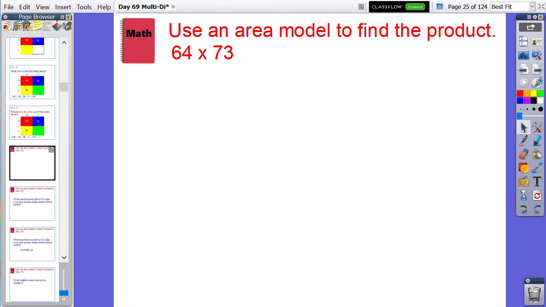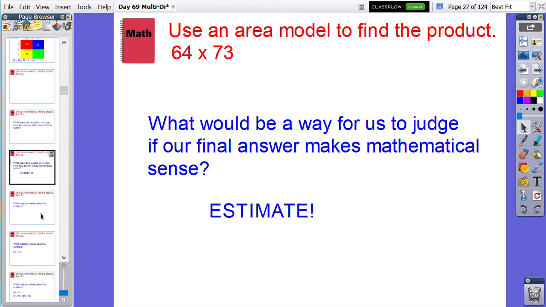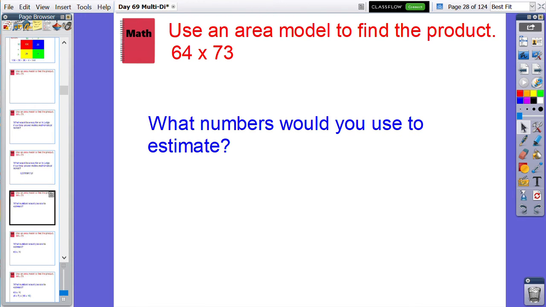Okay, so we're going to use an area model to find the product of 64 times 73. If we look at the 64 and the 73, let's think of a way that we can see if our answer makes mathematical sense. So what should we do if we want to know if our answer is reasonable? We're going to estimate. So if we rounded 64 and 73 to the nearest 10, what would we get? Well, 4 tells us to round down, and the 3 does as well. So we'd have 60 times 70.